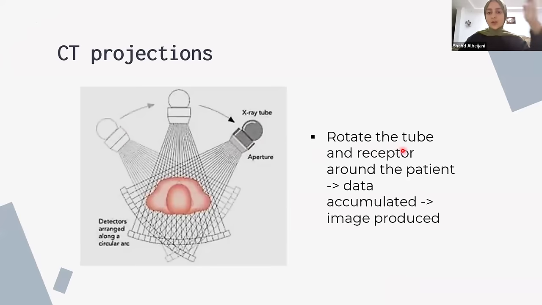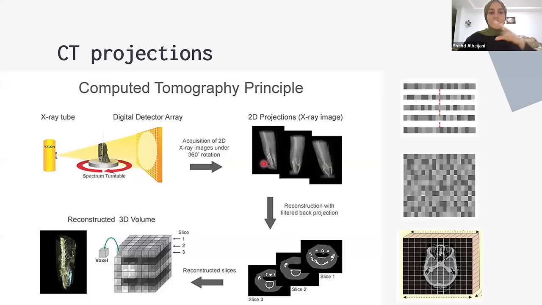So here you rotate the tube and the receptor around the patient. So this is the receptor side, this is the tube, and then you accumulate the data, and then you produce the image. So let's look at the process. Here you have the X-ray tube rotating around the patient, and then it will produce 2D projections. So you'll only have the attenuations. So here you're looking at the attenuations, and it will give you basically a 2D image. So here they will be reconstructed, and then you will put the slices above each other.